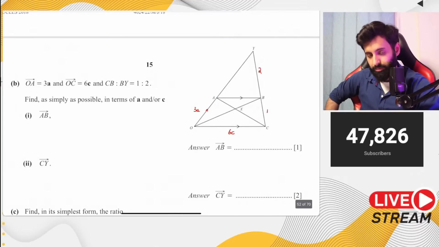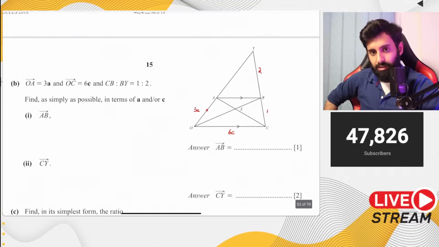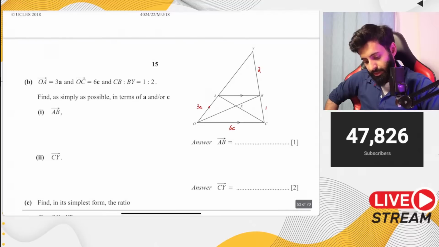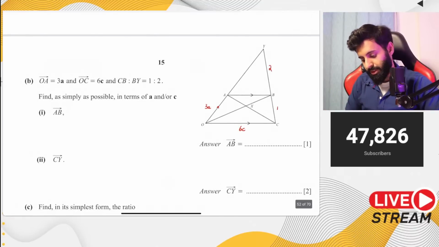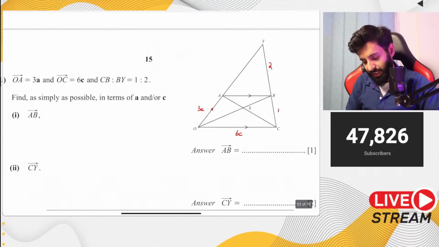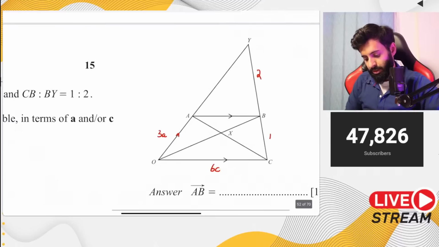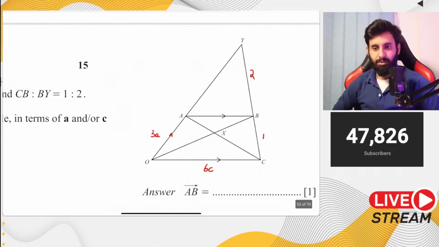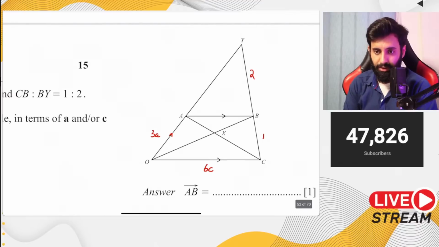Now, pay close attention, like I said. In this, you don't have one pair of similar triangles. You actually have two pairs of similar triangles. Now, who can tell me what the second pair of similar triangles is? Look at this and tell me the second pair of similar triangles over here.